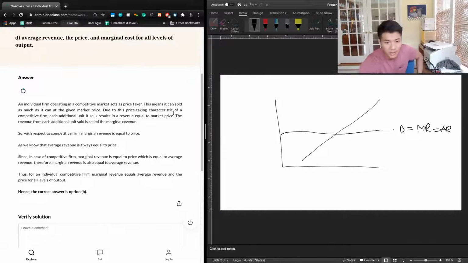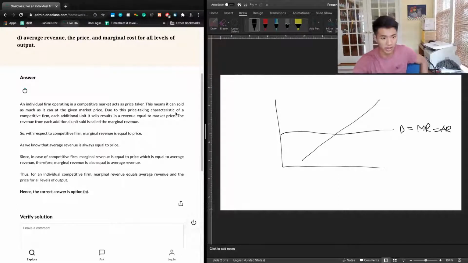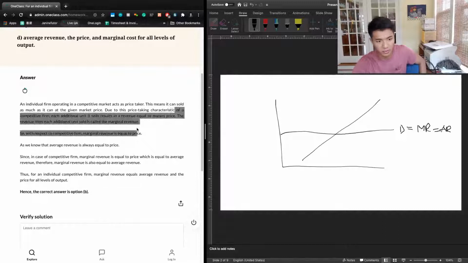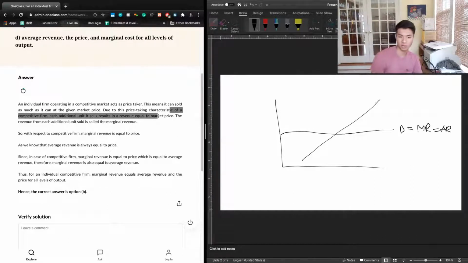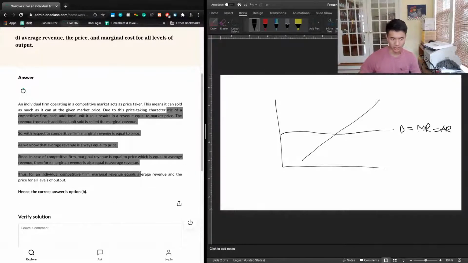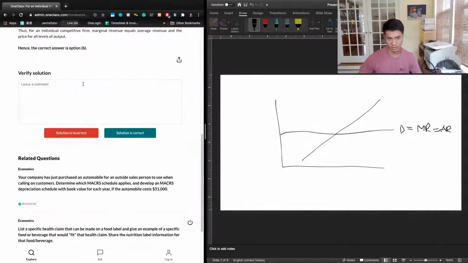As we know, average revenue is always equal to price. Since in cases of competitive firms, marginal revenue is equal to price, which is equal to average revenue, therefore marginal revenue is also equal to average revenue. Thus, for an individual competitive firm, marginal revenue equals average revenue and the price for all levels of output. Hence, the correct answer choice is B. So good. And we can mark that as correct.